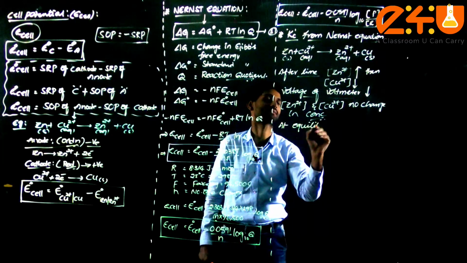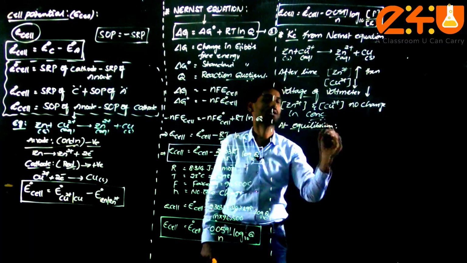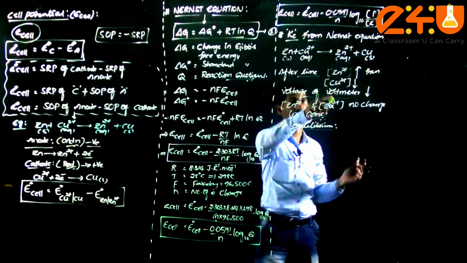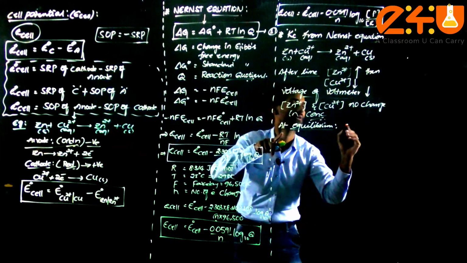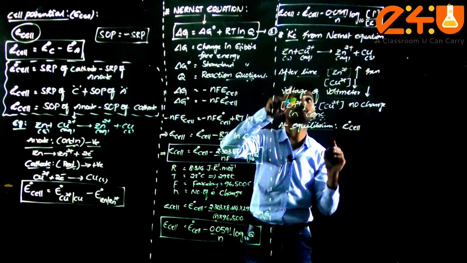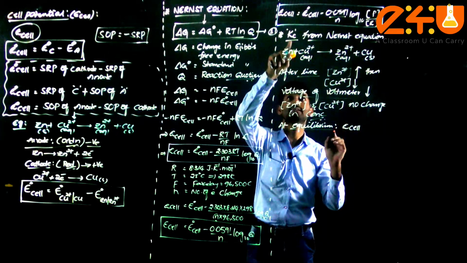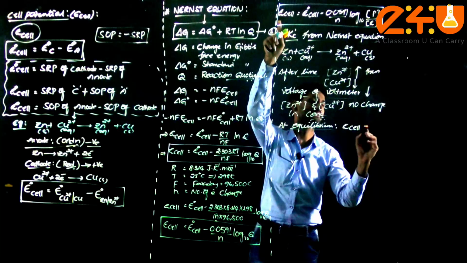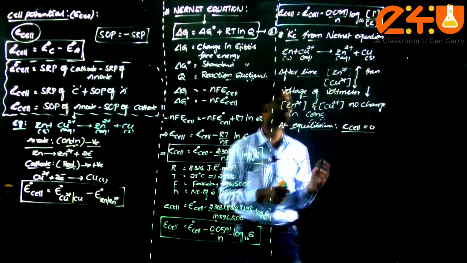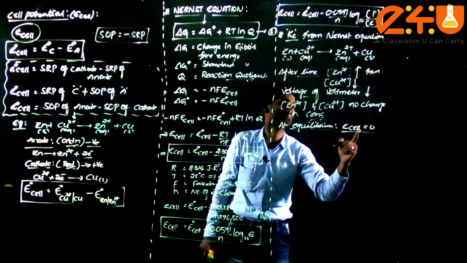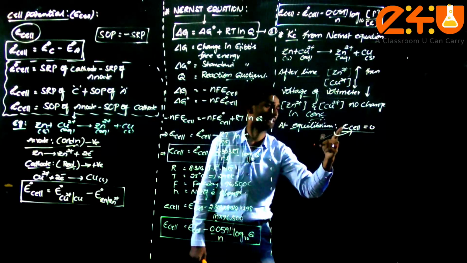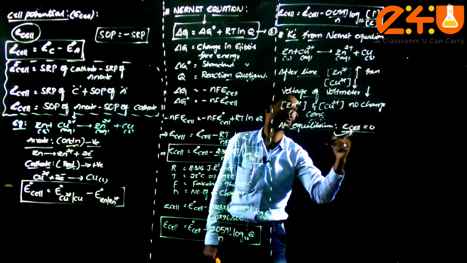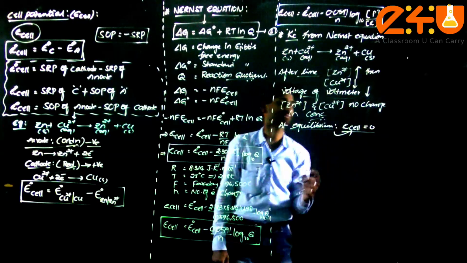What will happen, dear students? At equilibrium the voltage of the voltmeter comes to resting position, that is 0. Then at equilibrium you can consider the E cell. What is the E cell, dear students? The E cell of the reaction becomes 0, because of that only at equilibrium state the reduction potential of the particular cell becomes 0.